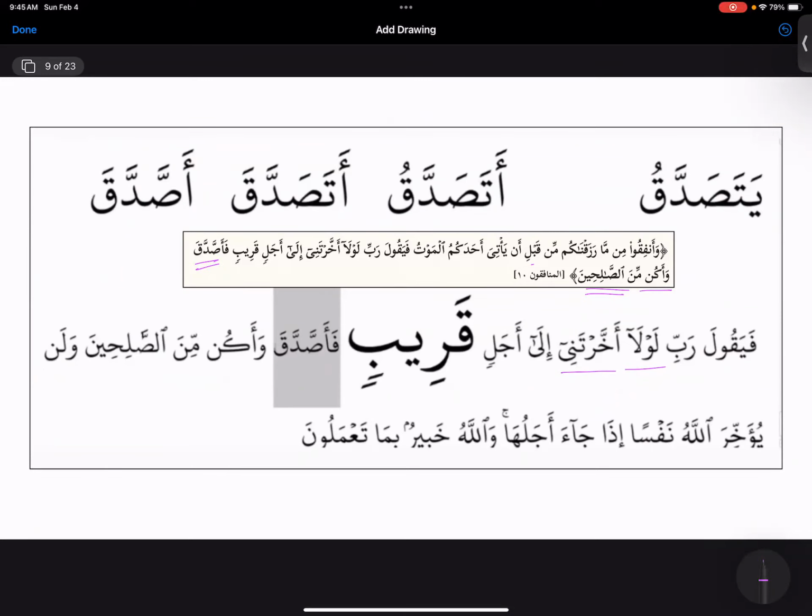And then the jawab of Allah subhanahu wa ta'ala, وَلَنْ يُؤَخِّرَ اللَّهُ نَفْسًا. Allah subhanahu wa ta'ala does not delay for any soul إِذَا جَاءَ أَجَلُهَا, when the ajal came, when the appointed time occurs, right? So then there is no more delay. Wallahu khabirum bima ta'malun. Allah subhanahu wa ta'ala knows what they do. Meaning Allah subhanahu wa ta'ala is saying that even if I gave you that delay, still I know that you won't be able to fix your things.